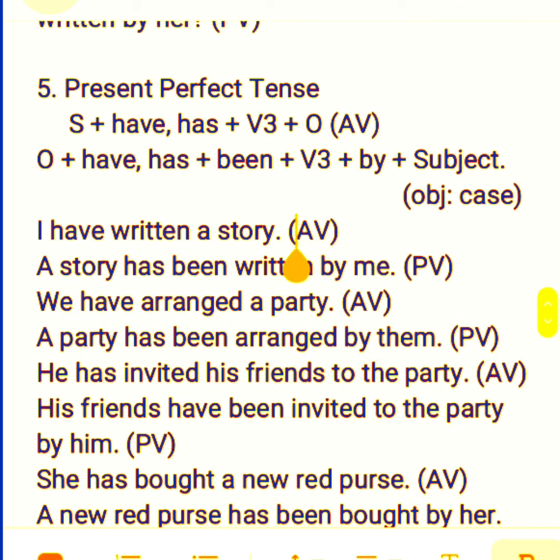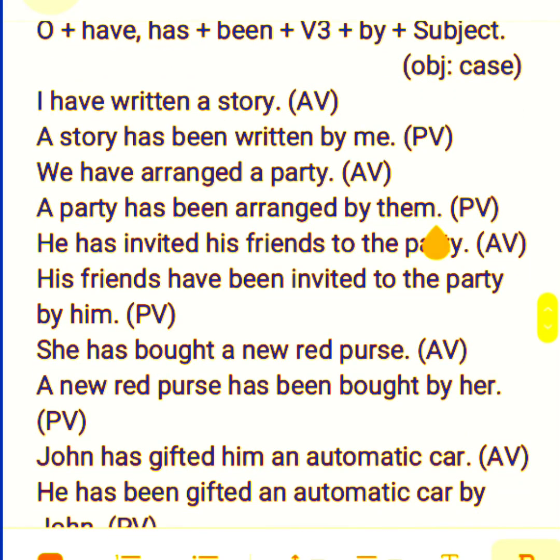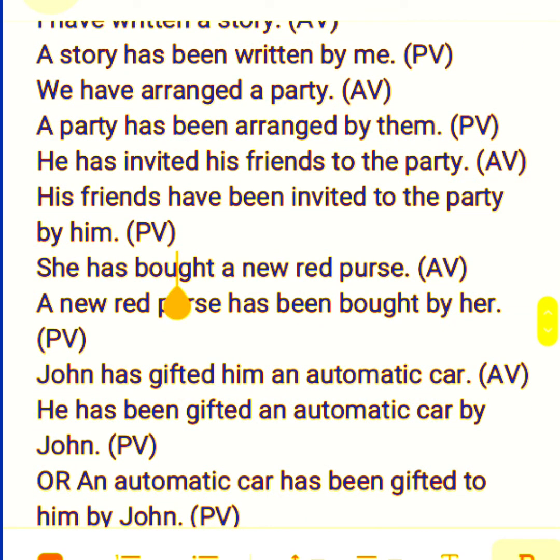I have written a story. A story has been written by me. We have arranged a party. A party has been arranged by them. He has invited his friends to the party. His friends have been invited to the party by him. She has bought a new red purse. A new red purse has been bought by her. John has gifted him an automatic car.